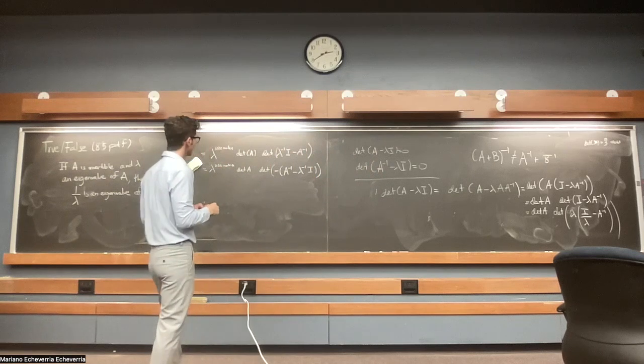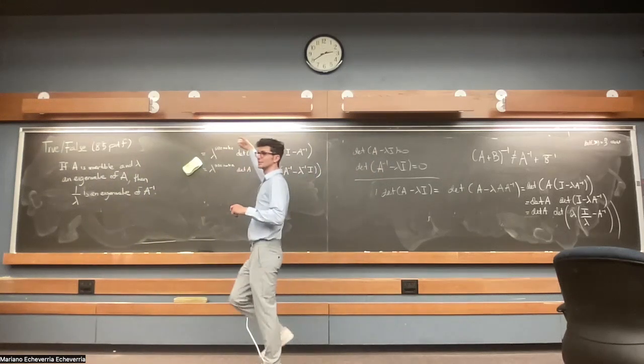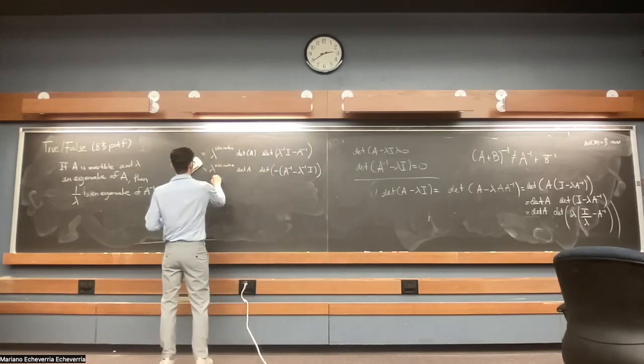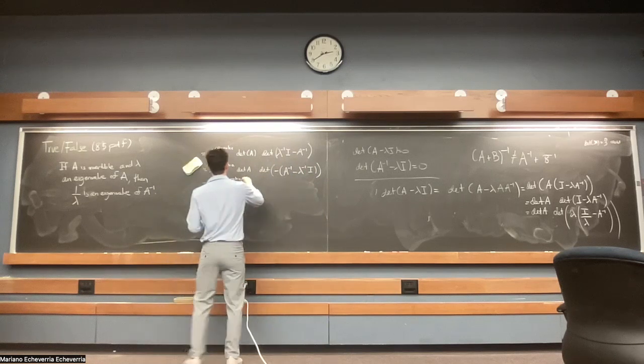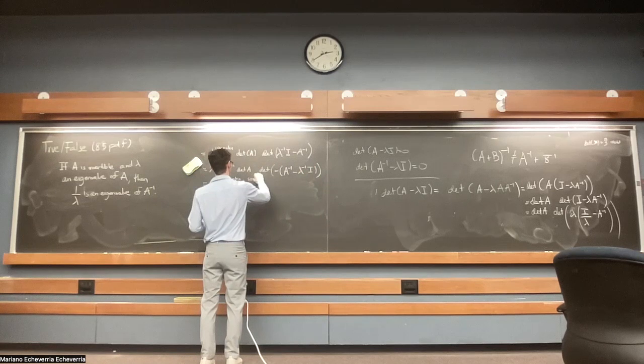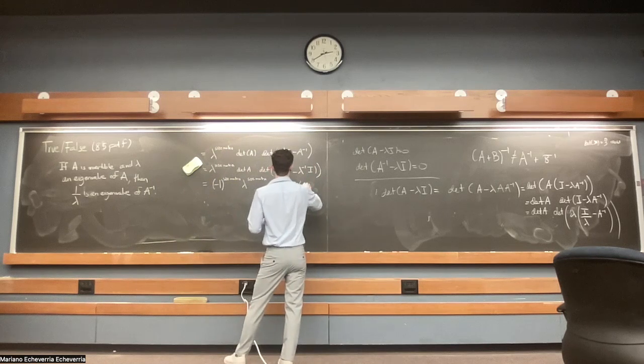Right, this is still the same. So this is like negative one, and then you take it out as a constant. So it's minus one to the size of the matrix, times lambda to the size of the matrix, times determinant of A times determinant of A inverse minus lambda inverse I.